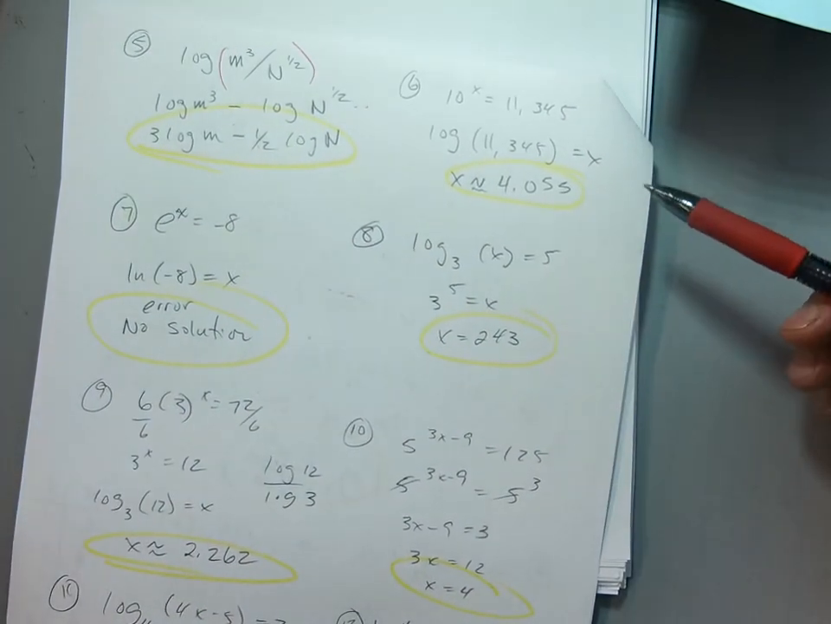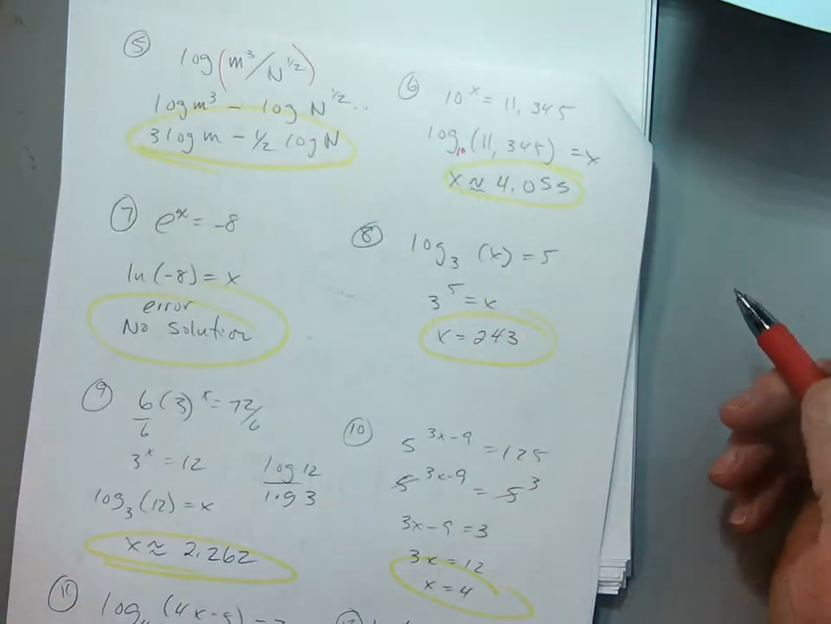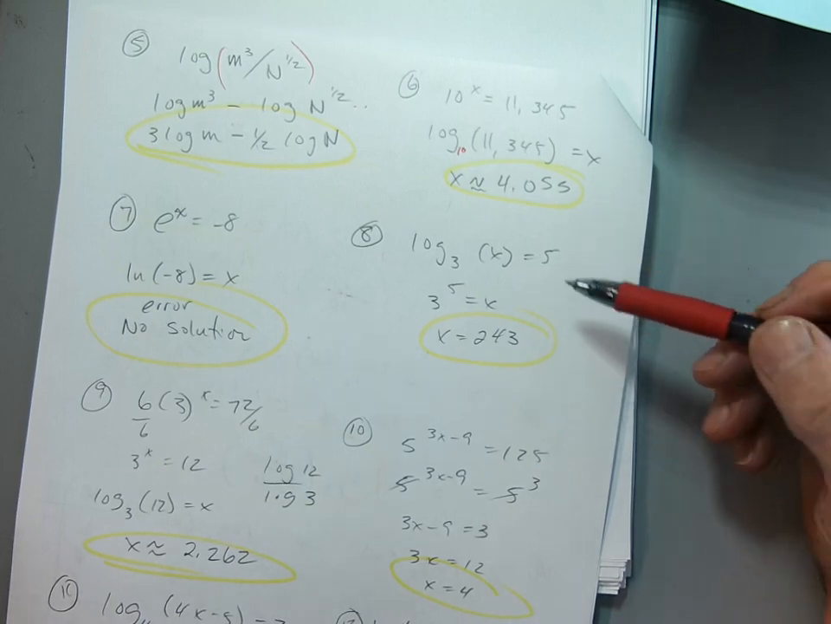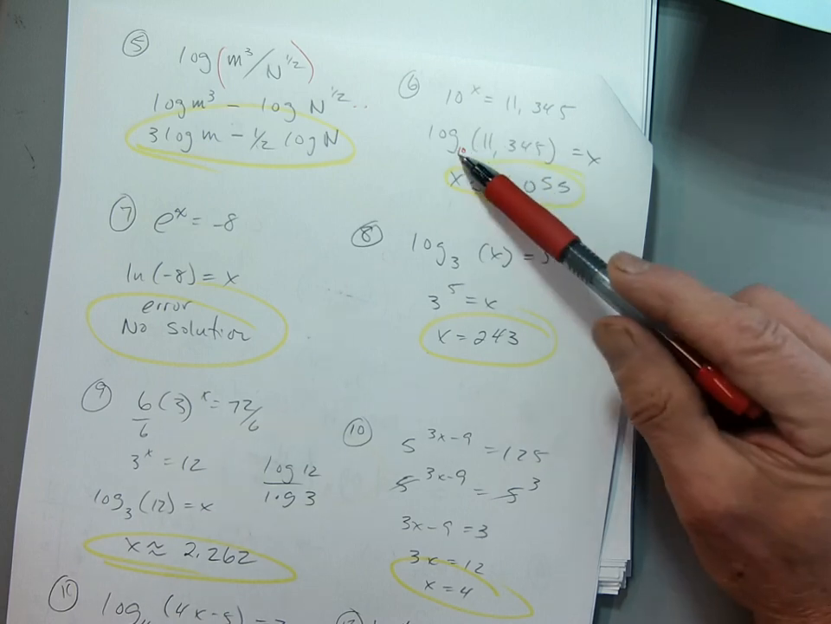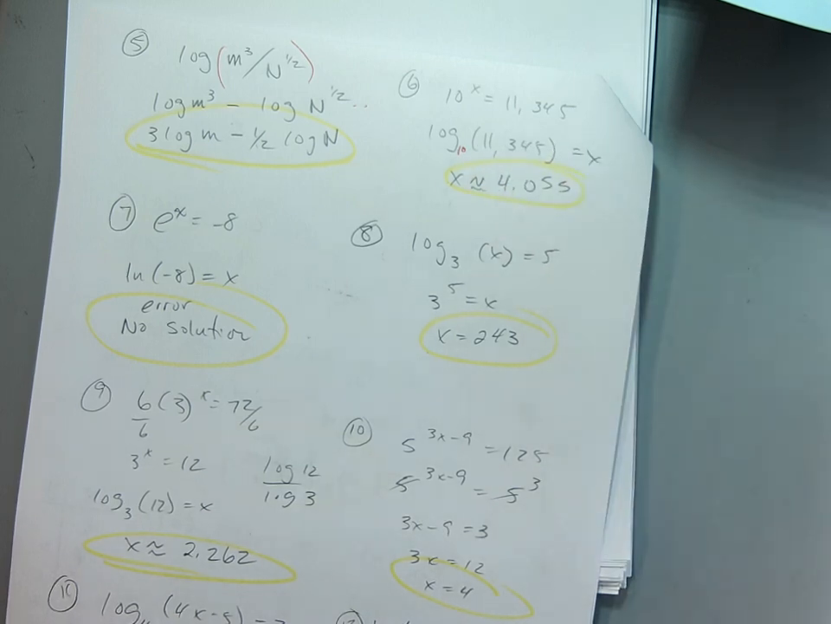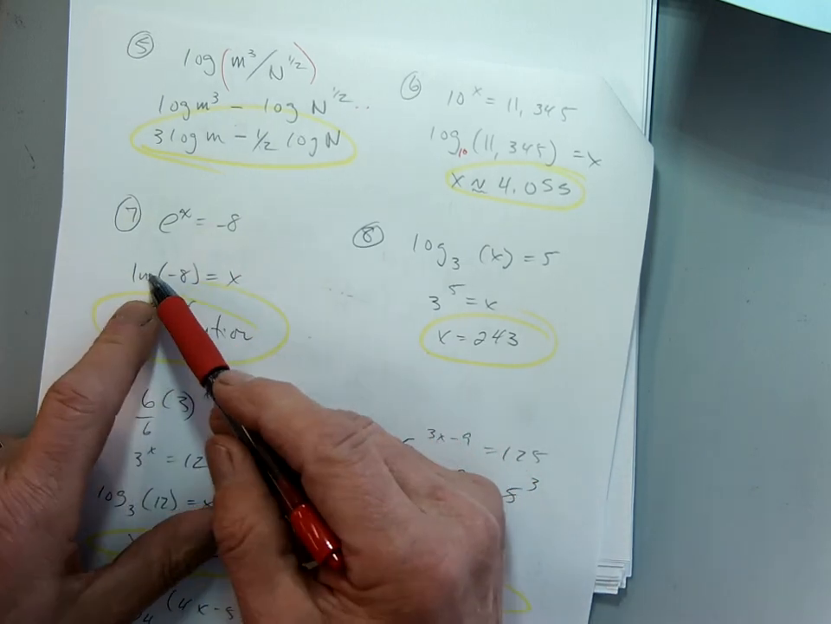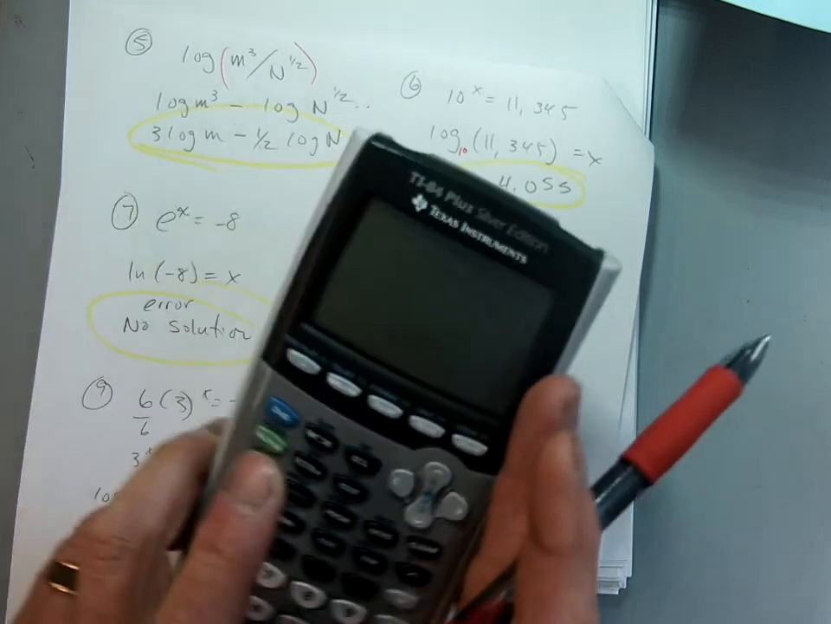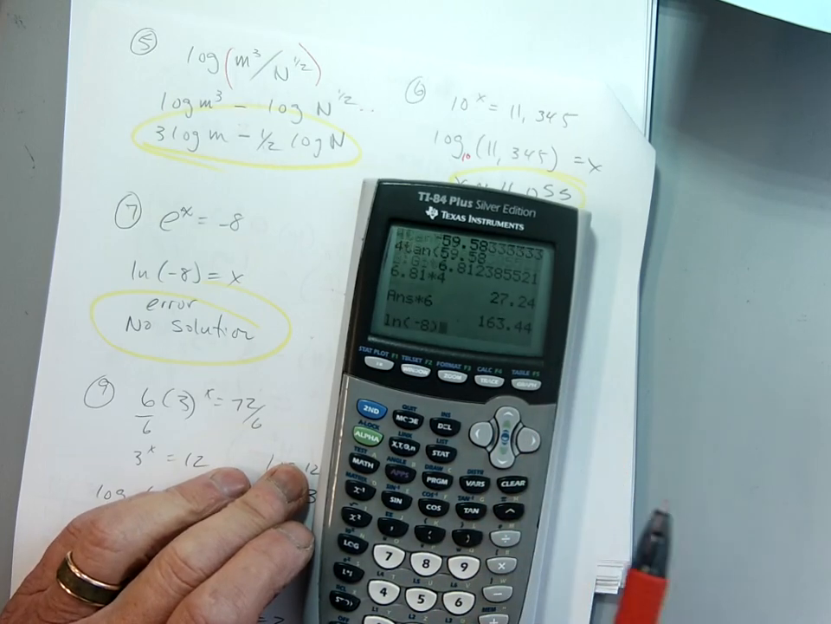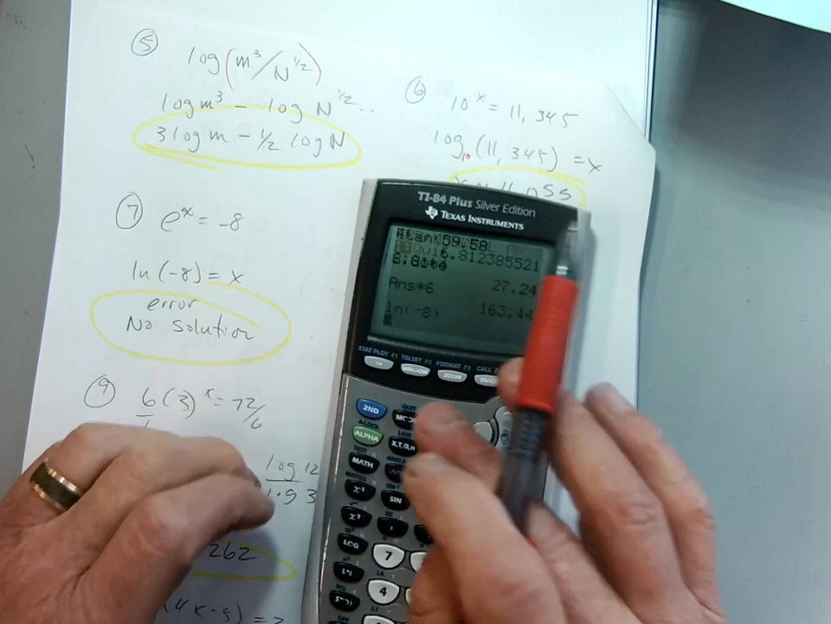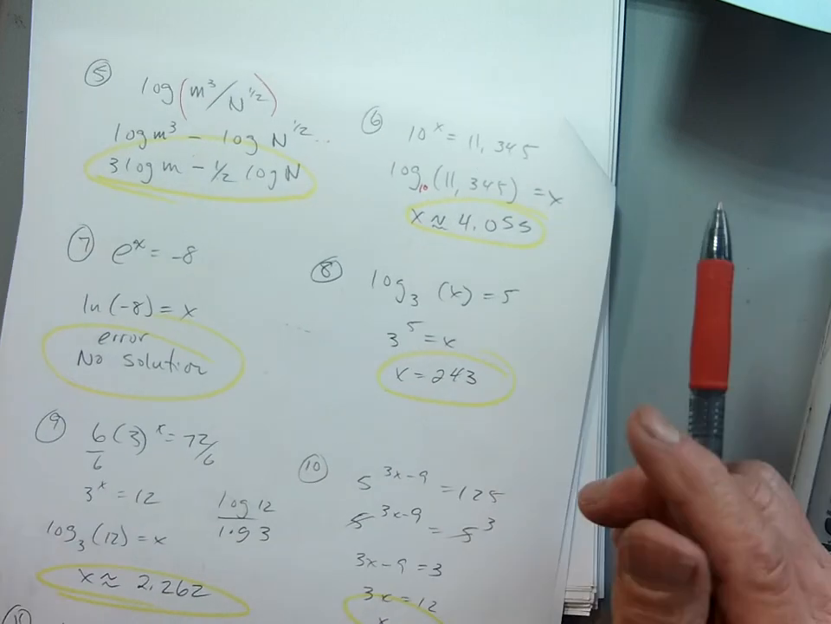6, I'm going to solve 6, so I'm going to change it to log form. So log, of course that's base 10, of 11,345, and I just used my calculator, the log of that, and I wound up with about 4.055. 7, I changed it to log base e, which is natural log of 8 equals x. Now the only problem with that is you cannot do a log of a negative number. You can try ln of -8, and you're going to get an error because you can't do negative logs, so then you have to just say, nope, can't do that. So it's no solution.